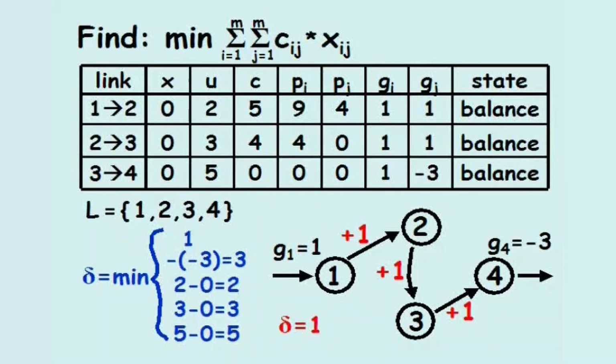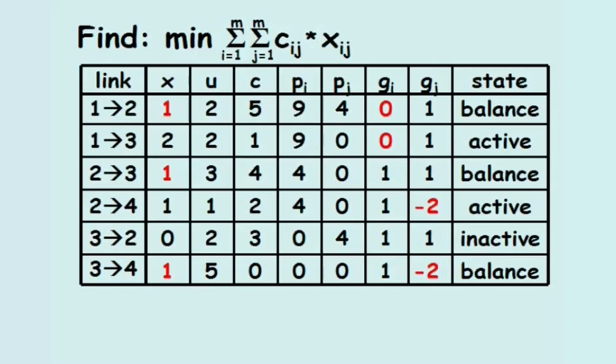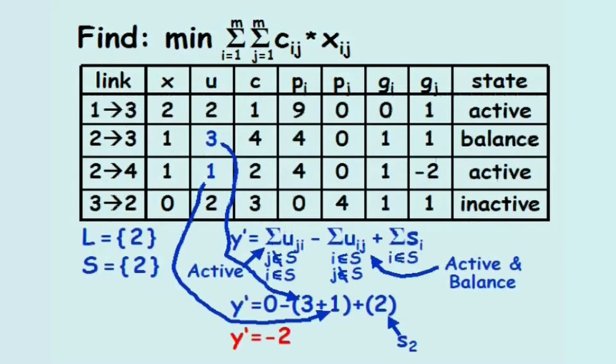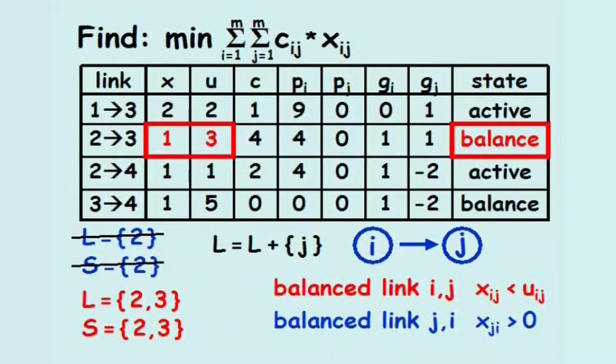The data table is revised once again to reflect this flow augmentation, and the most recent changes are shown in red. Since the surplus at node 1 is 0, we'll begin with node 2 in the label set. After setting I equal to node 2, the direction vector set S contains node 2. The directional derivative of the dual objective function y prime equals -2. Next, we add node 3 to sets L and S because link 2,3 is balanced and the current flow does not equal the maximum link capacity.